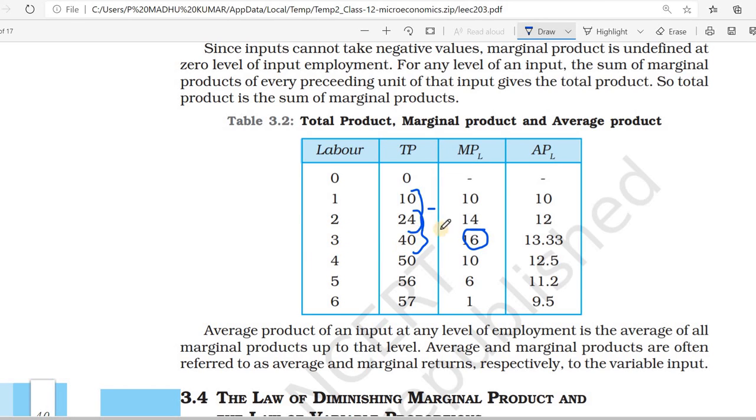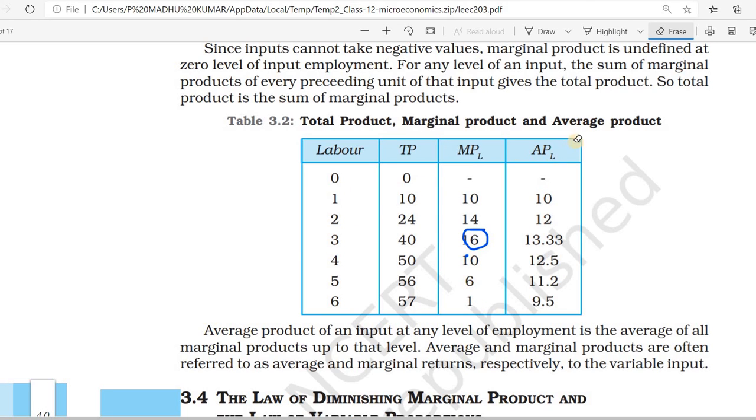Next, when there were 3 labors, production was 40. Now it became 4, how much increase? 10 increase, from 40 it increased to 50. Next, when it is 4, it was 50. When it became 5, what is the value? 56. 56 minus 50, what is the value? 6. Then one more labor we increase, total product is 57. Then 57 minus 56, the value is 1.